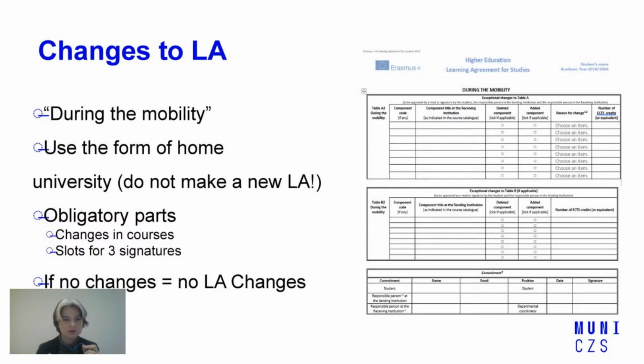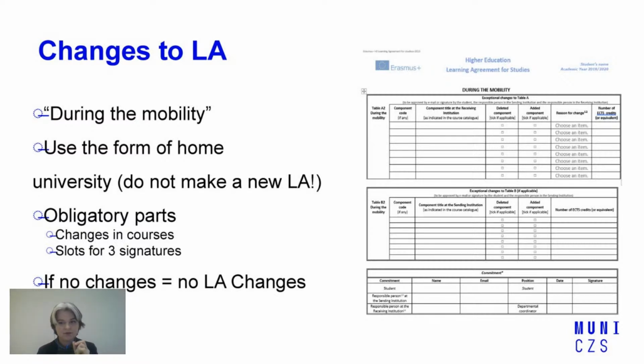Yeah. And now the slightly more difficult, because you have to write a little more, are the PDF paper changes. Sometimes also called during the mobility. And ideally, you use the form of your home university and don't make a new learning agreement.